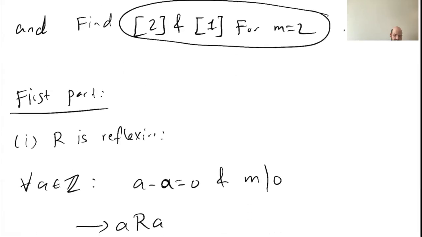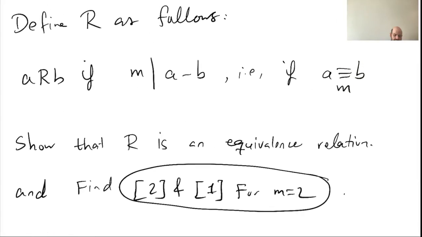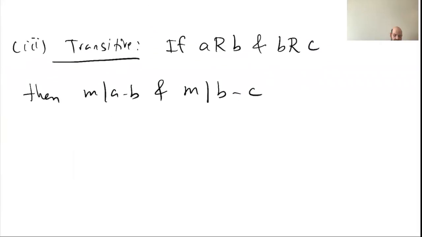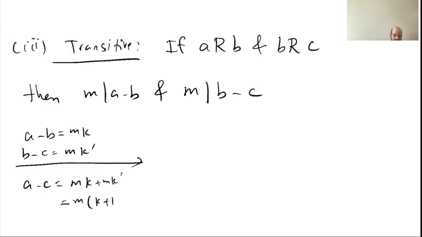A R B means what? Means M divides A minus B. B R C means M divides B minus C. So these two, because see, if A minus B is equal to MK, B minus C is equal to, let's say, MK prime. Then we can say that A minus C, the addition of these two, will be MK plus MK prime, which is M times K plus K prime. So I can conclude that M divides A minus C as well.